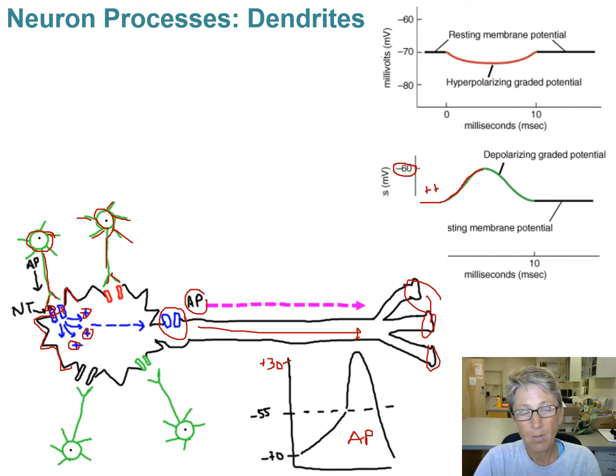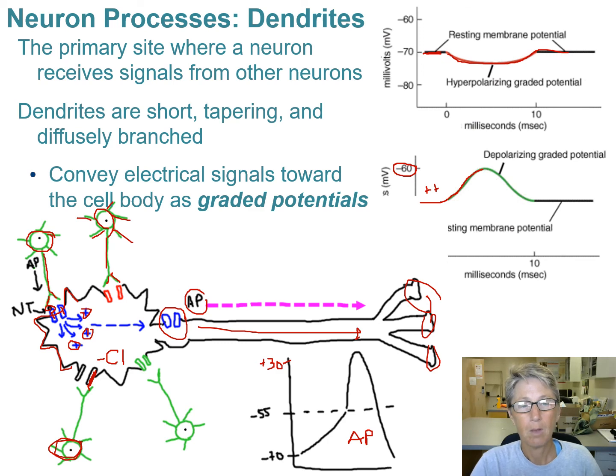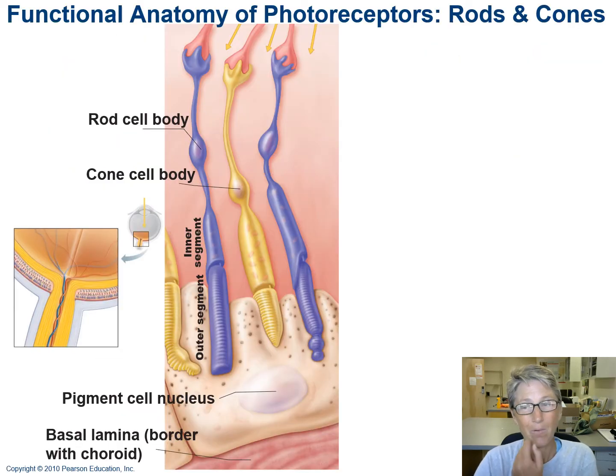Also, if this green neuron down here were to release a neurotransmitter and open a channel that let negative chloride in, then your graded potential would get more negative. So here's your resting membrane potential in this neuron cell body. Negative chloride comes in and you get this hyperpolarizing graded potential. Okay, so now with that in mind, we'll go to the rods and cones.